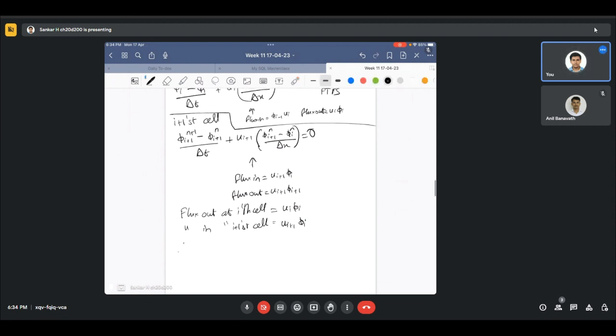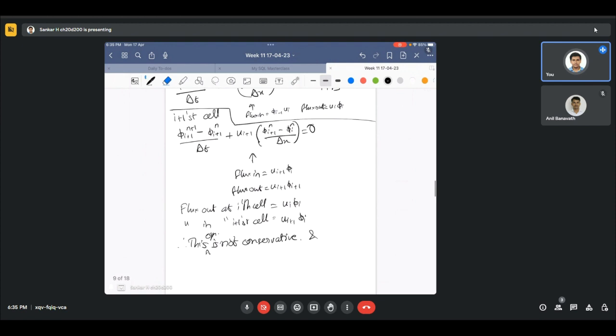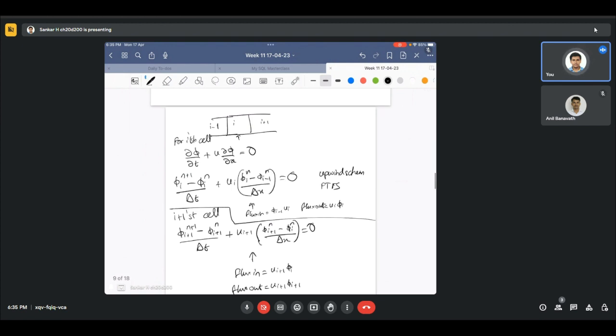Therefore, this is not conservative. This is a property of how we have written down the equation. This is a non-conservative form of an equation.